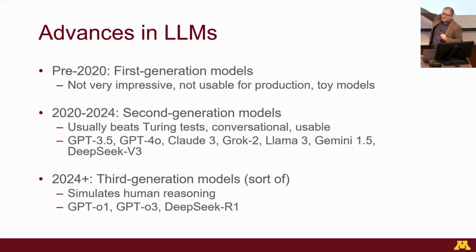These are things like GPT-3.5, which is what was released when ChatGPT first came out. GPT-4o is the current version of the foundation model that runs underneath it. Claude 3, Grok 2, Llama 3, Gemini 1.5. Those are all current common models. What has changed in the last year is this third generation model. Now, third generation models are not really new models. They're actually more complicated versions of these.